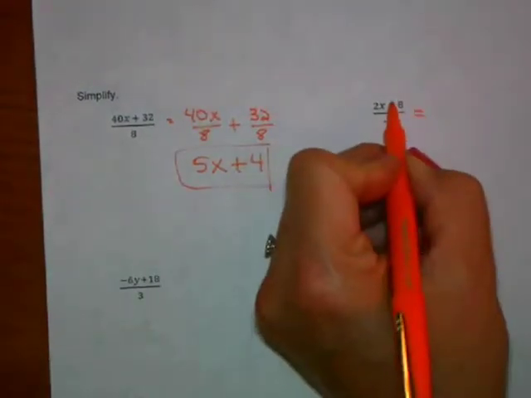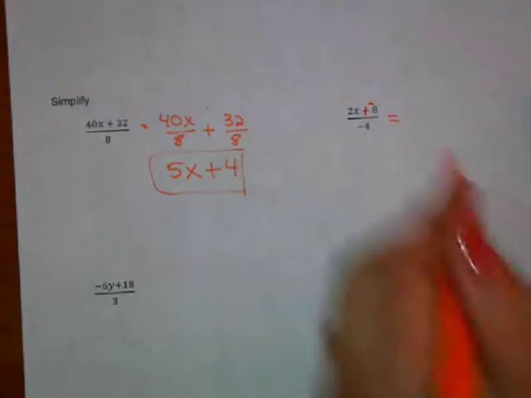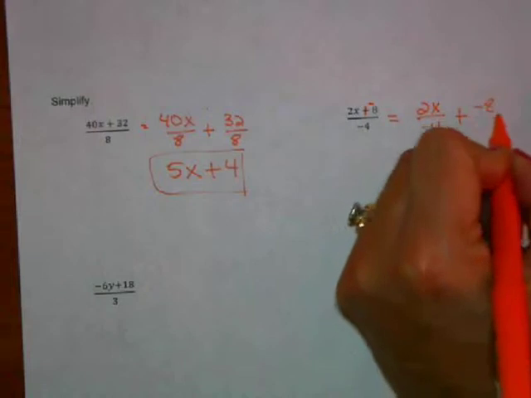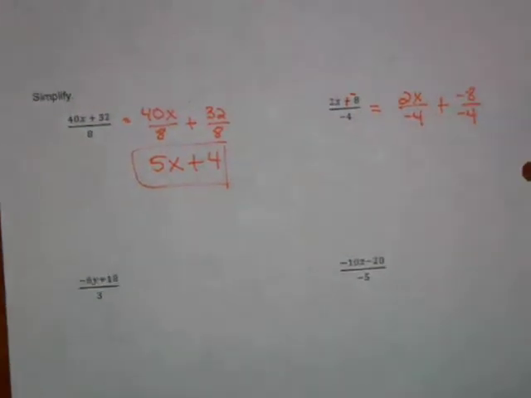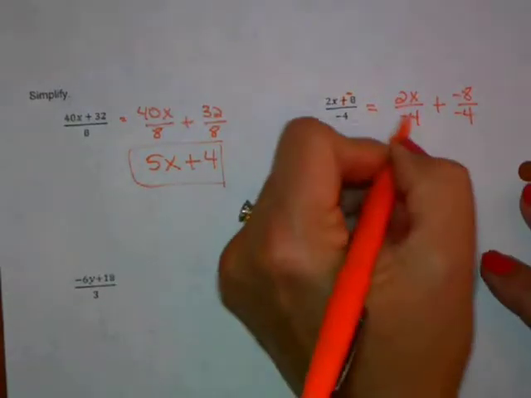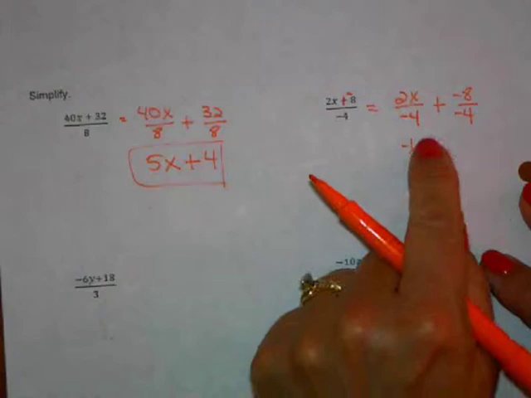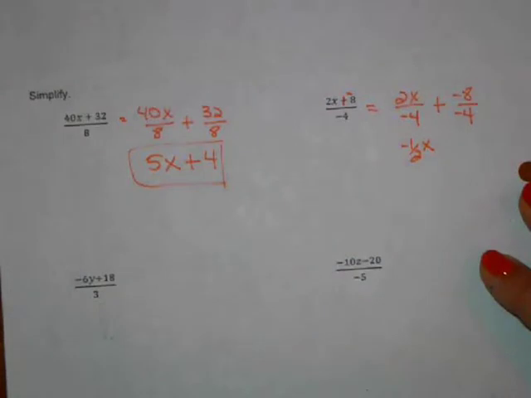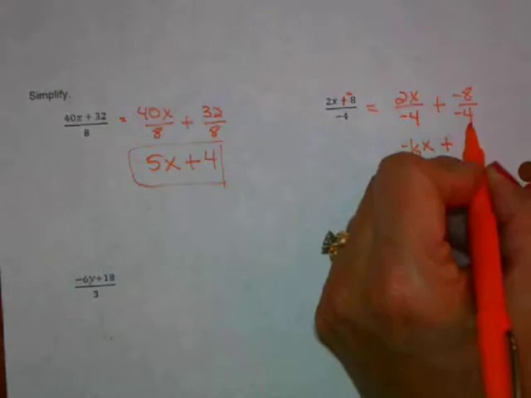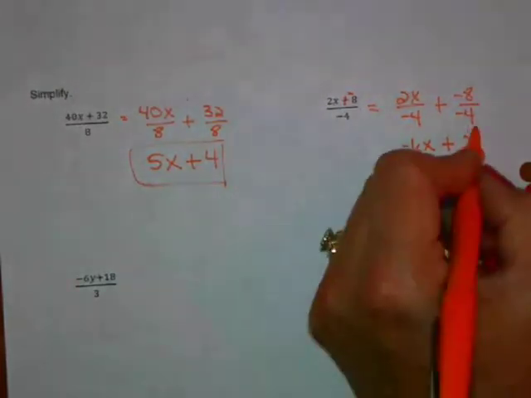Okay? Let's do another one. Now, be careful. There's a subtraction here. Change it to adding a negative, and then split up that fraction. So 2x over -4 plus -8 over -4. And then see what you can do to simplify each of those fractions. This can be reduced to what? -1/2 x. You can put the x next to it or in the numerator. Doesn't make a difference. What's this become? -8 divided by -4. 2. Positive 2. Yep, negative divided by negative is positive.